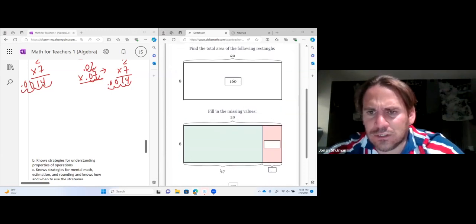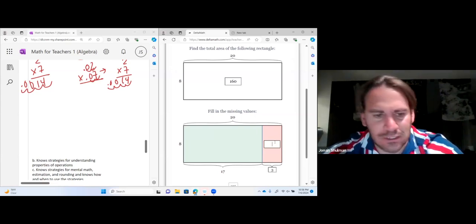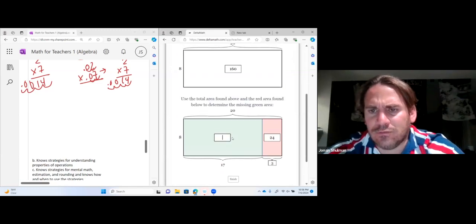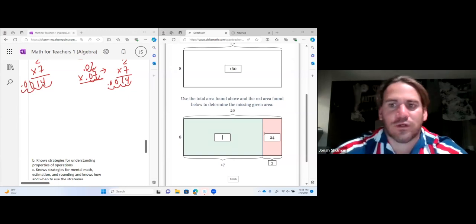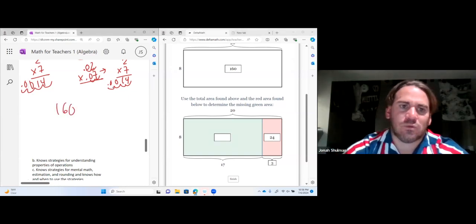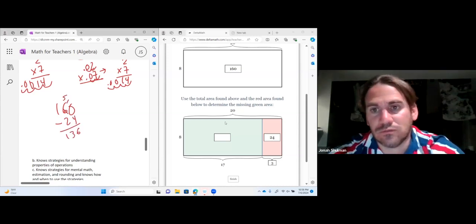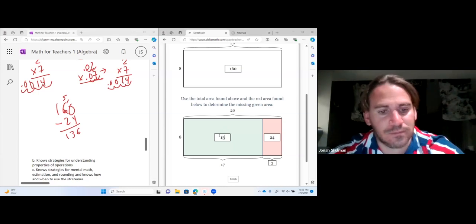So if I wanted to go 20, I went 17, that leaves 3 left over. And what's 8 times 3? That is 24. And then all we have to do is take the whole thing, which is the total area. Oh, so the green. So it's 160 minus 24. I like this way. This way is different, right? They're all different. They're just showing you other ways to do it. So 136 is the answer.